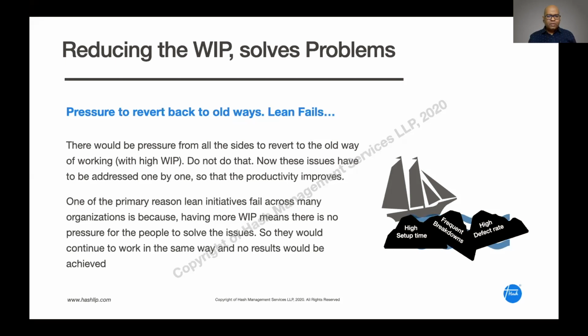To solve the problems, first thing is reduce the WIP, use specific tools to address those issues which are coming out. It's like opening a Pandora's box. All the devils will come out, and now you have to solve them one by one. Otherwise, the devil will be inside the factory only. It will not go anywhere. It will be there. So this is the impact of this WIP. Are you clear?